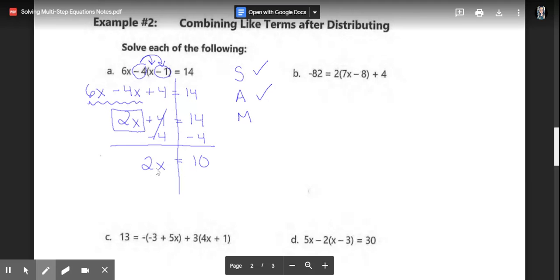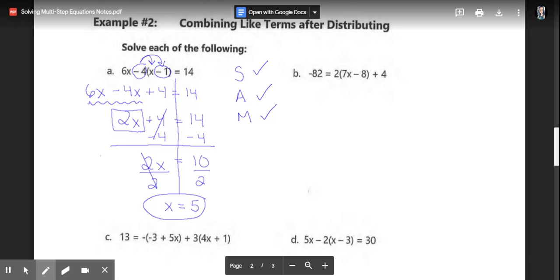One more step. To undo this multiplication here, I need to divide both sides by 2. This will cancel, and I'm left with x is equal to 10 divided by 2 is 5. So that is how we solve a multi-step equation that requires combining like terms after distributing.